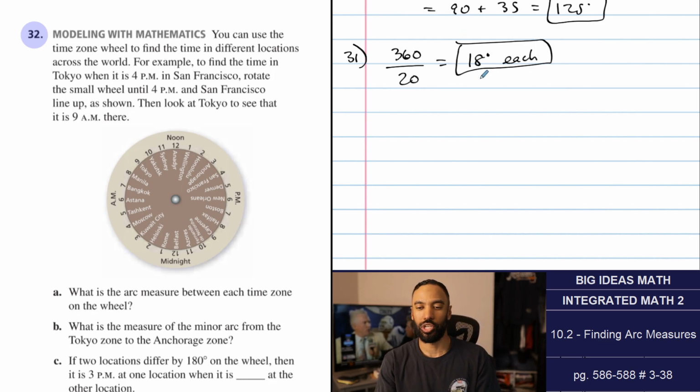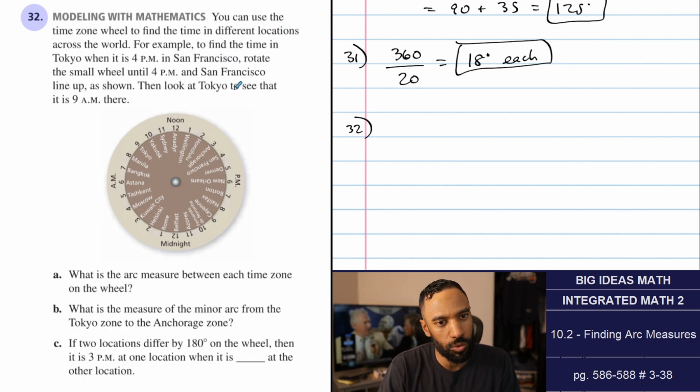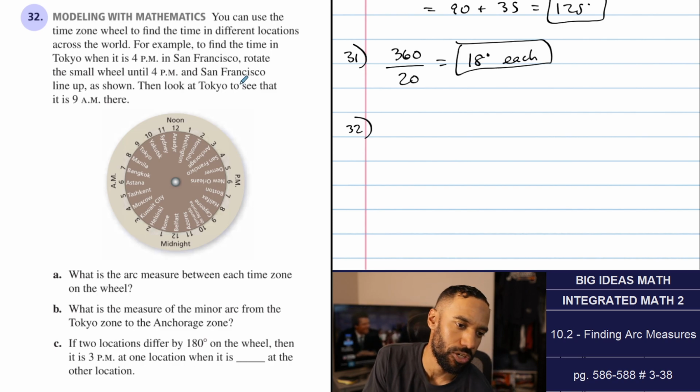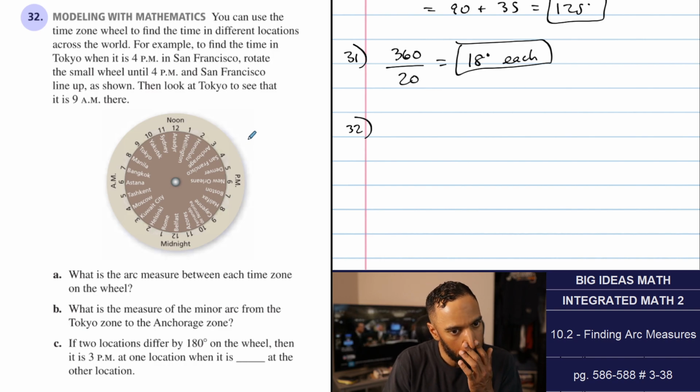All right, number 32. Modeling with mathematics. Okay. You can use the time zone wheel to find the time in different locations across the world. Okay, where's like Greenwich?